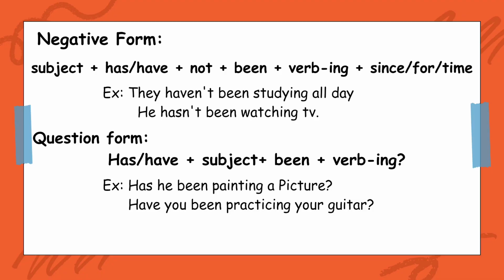Negative form: subject plus has or have plus not plus been plus verb-ing plus time clause: since, for, or time. Example: they haven't been studying all day. He hasn't been watching TV. Question form: has or have plus subject plus been plus verb-ing. Example: has he been painting a picture? Have you been practicing your guitar?